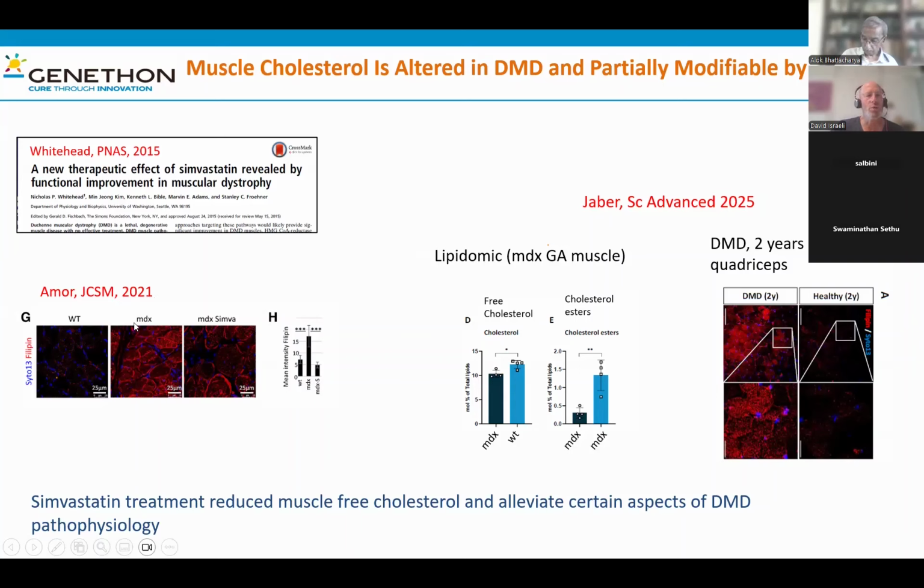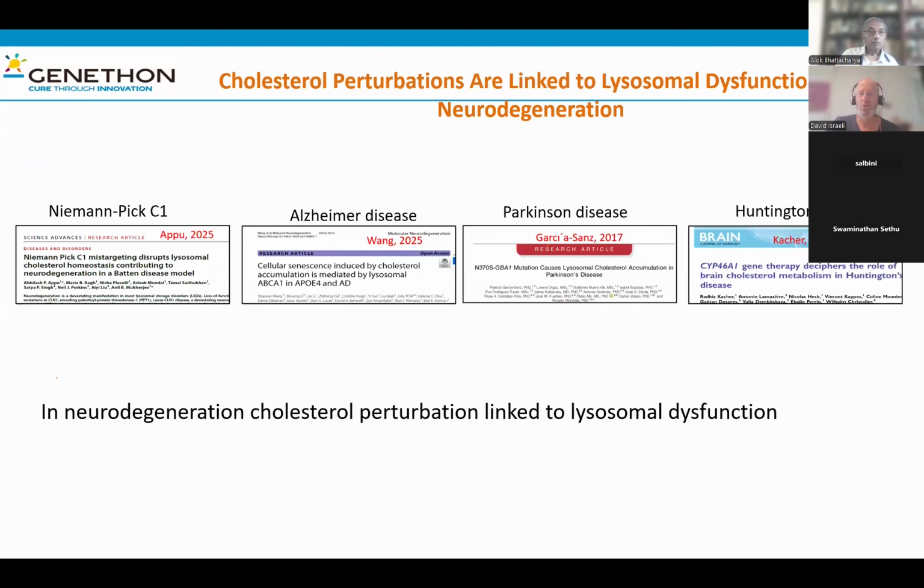So we treated the MDX mouse with simvastatin, and indeed we noticed that in the MDX mouse you get increased muscle cholesterol, and after treatment with simvastatin you get a reduction of cholesterol. Interestingly, in correlation, it also improved some parameters of the disease, not all of them, but some. So we said we have too much cholesterol in the muscles. What does it mean to have too much cholesterol in the muscle? There are so few data about cholesterol in the muscle itself and its possible effect, so we went to see what is known about perturbation of cholesterol in other diseases.